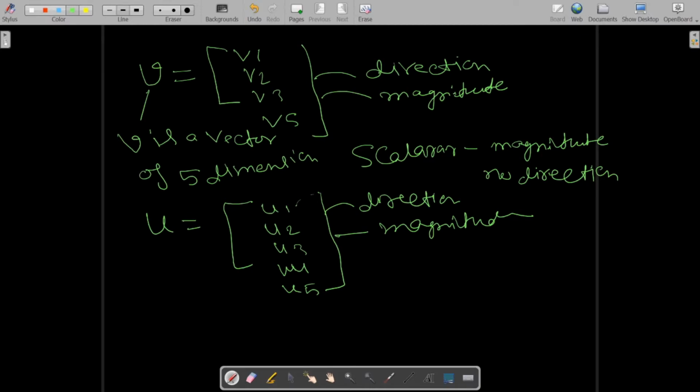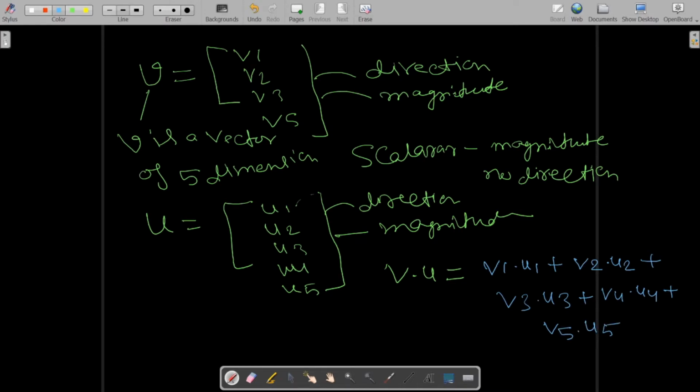Now let's do the dot product of v dot u. So what is the dot product of this one? Let's calculate this one. The dot product of this is v1 dot u1 plus v2 dot u2 plus v3 dot u3 plus v4 dot u4 plus v5 dot u5. So this is the dot product of two vectors.